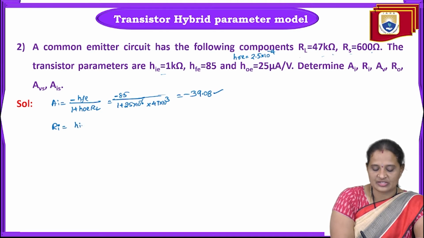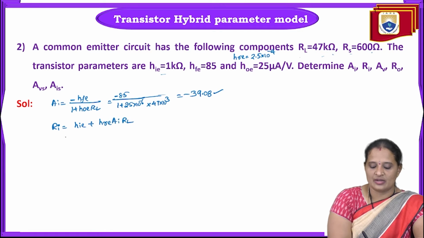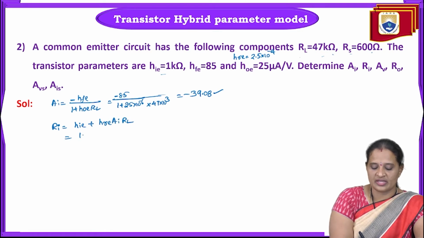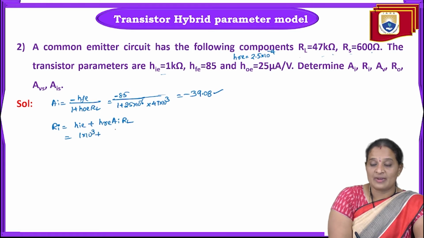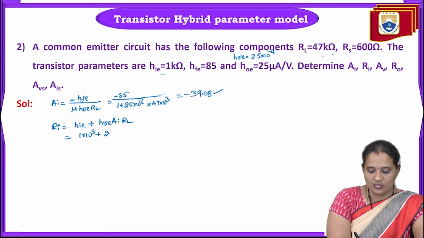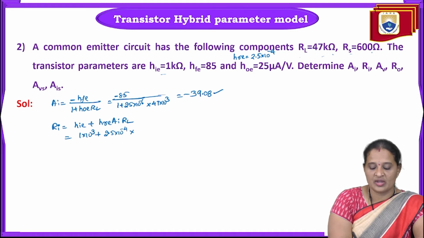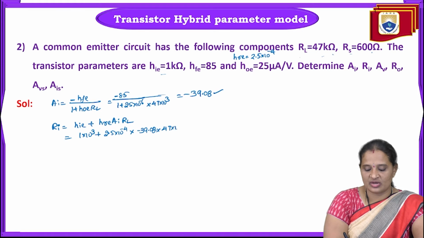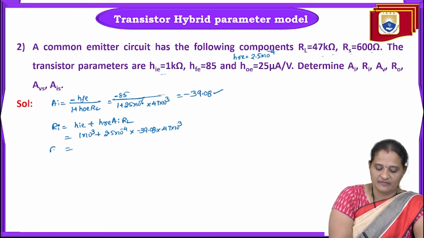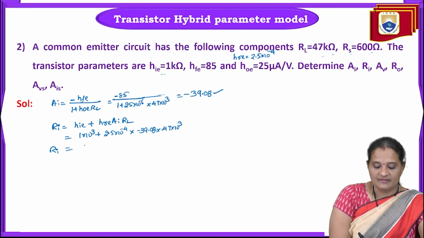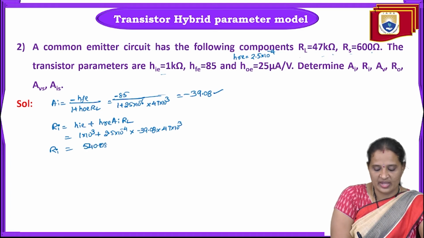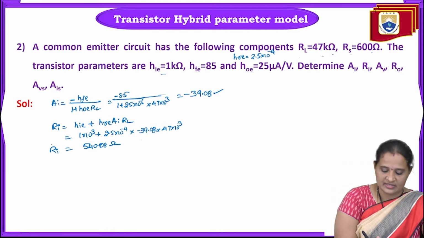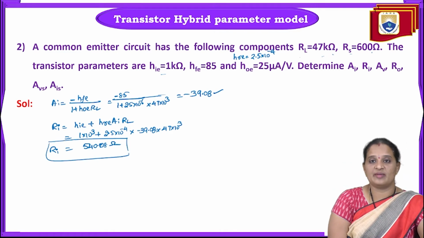Now calculate Ri. So what is Ri? hie plus hre into Ai into RL. So hie is 1 kilo ohm, that is 1 into 10 to the power of 3, plus hre. What is the value of hre? 2.5 into 10 to the power of minus 4 into Ai. Ai value is minus 39.08 into RL. RL value is 47 into 10 to the power of 3. So if we calculate this, the value of Ri will be 540.08 ohms. This is the input impedance of the common emitter amplifier.